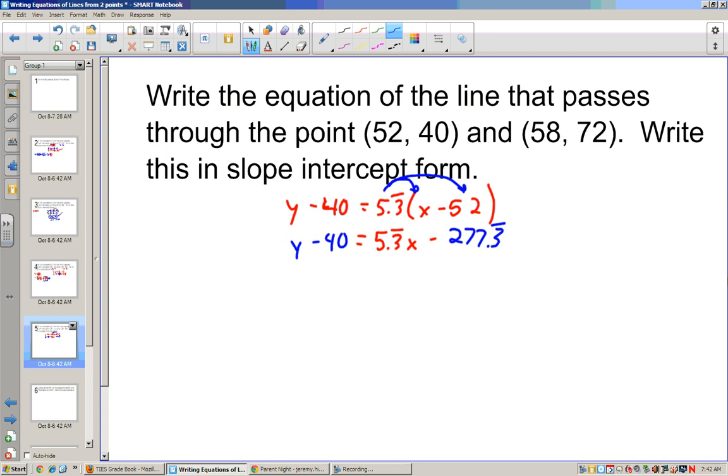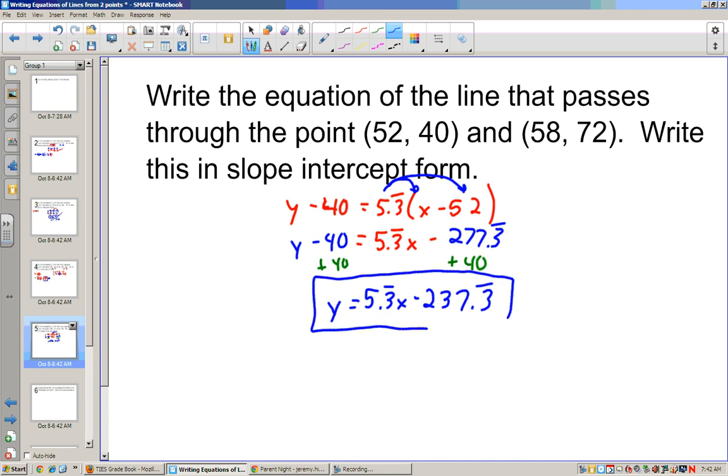And now what I'll have to do here is add 40 to both sides. So negative that plus 40 gets me to y is equal to 5.3 repeating x minus 237.3 repeating, where my slope is 5.3 repeating and my y-intercept is negative 237.3 repeating. All right, hopefully this is making a little bit more sense.